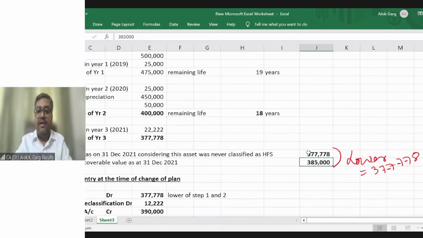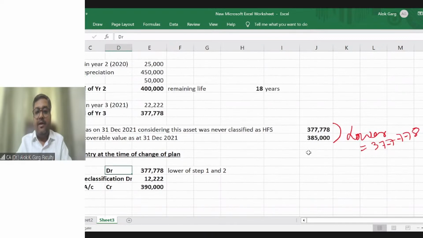Recoverable value is 385,000. What is lower? 377,778 is lower. Accounting entry at the time of change of plan: PPE account debit 377,778. NCHFS is 390,000. Impairment loss on reclassification 12,222. It will go to P&L.